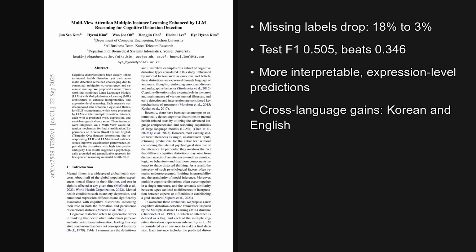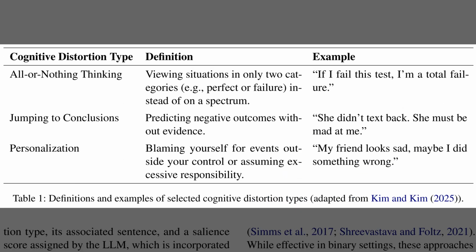And the implications for mental health text analysis are quite significant. In short, LLM reasoning plus multi-view gated attention delivers more interpretable, fine-grained detection across Korean and English datasets. The previous segment outlined the ELB plus salience idea and why it improves coverage. Table 1 clarifies the target labels with crisp definitions and examples, which anchors the task in concrete language. The table lists all or nothing thinking as black and white judgments, jumping to conclusions as predicting negatives without evidence, and personalization as taking excessive blame. These examples show the nuanced cues the model must capture within each utterance.